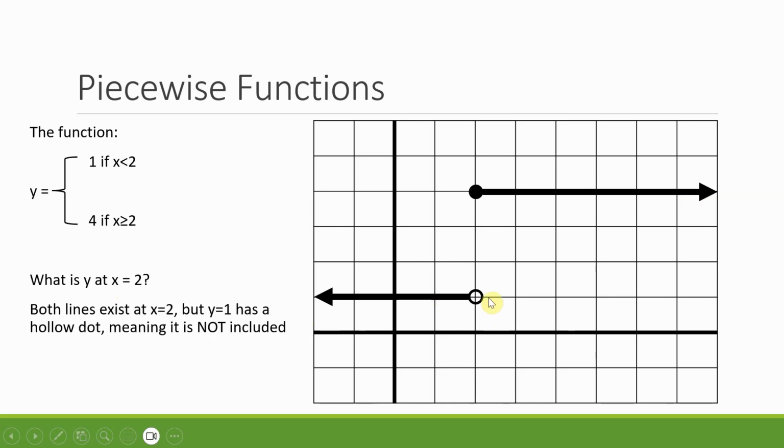Now remember what we pointed out: it exists at both places at 2, or at least these lines do. But this one is not included at y equals 1 because it's a hollow dot. You need the solid dot, so y is 4.